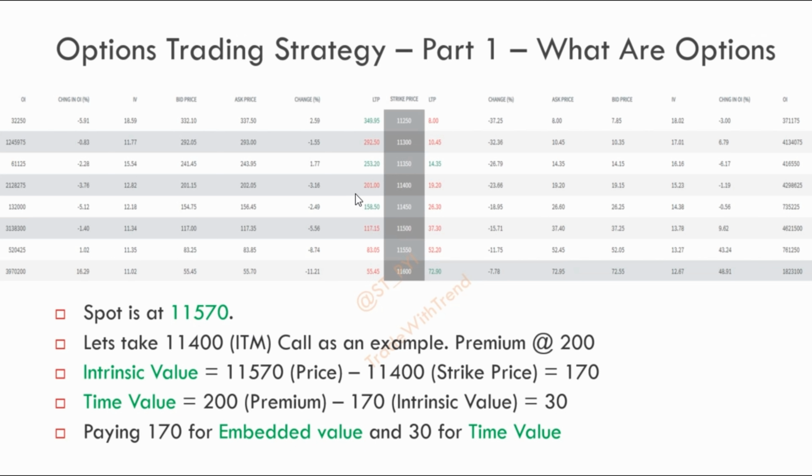So in case you're buying this 11,400 call option, what you're essentially doing is paying 170 out of this 200 as intrinsic value and 30 is for time value. Now what do I mean by time value? I'll just come to it.